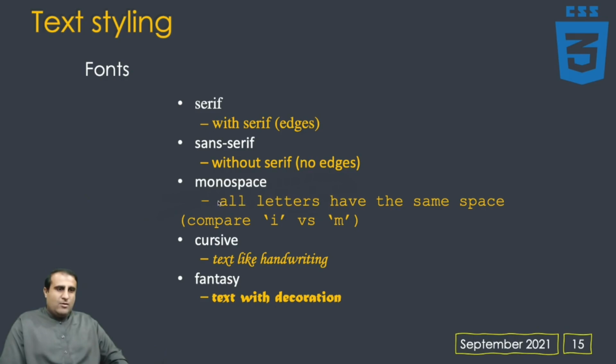So here all the letters have the same width. For example, we can compare the width of the I and M is the same. Whereas in the other fonts, for example, in the sans serif, we see that W and I have different lengths. So W has a wider length than the I. But in the monospace, W, I, and M will have the same width. This is usually used for the source code in the source editors.